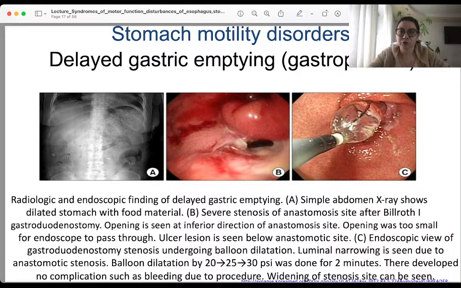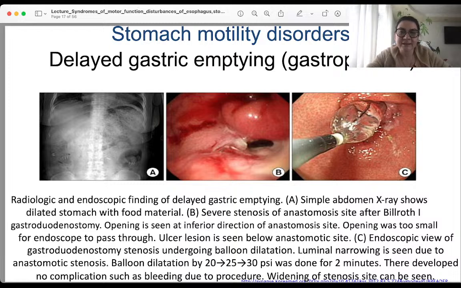Here you see pictures with different diagnostic procedures for gastroparesis. On first picture A, there are radiological and endoscopic findings of delayed gastric emptying. On A, a simple abdominal X-ray shows a dilated stomach with food material. Yes, it's not very visible, but if you pay attention to picture A, you see that the stomach is enlarged and contains a lot of liquid.